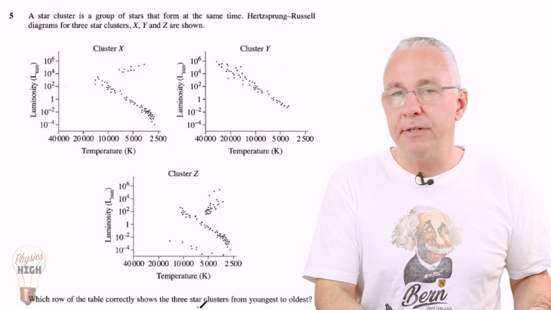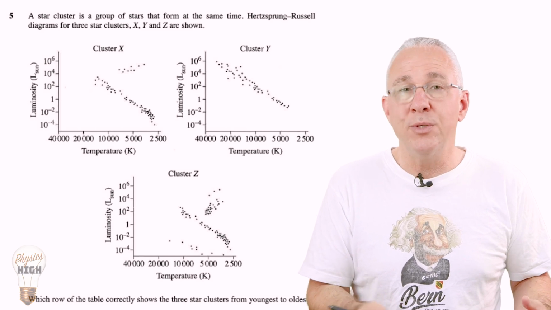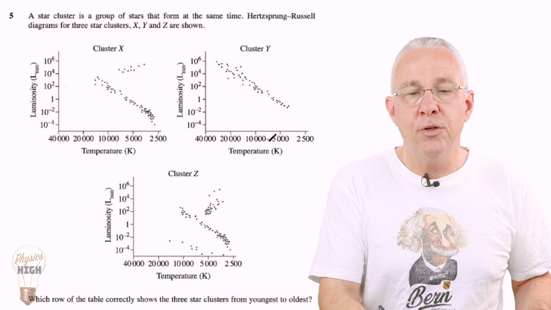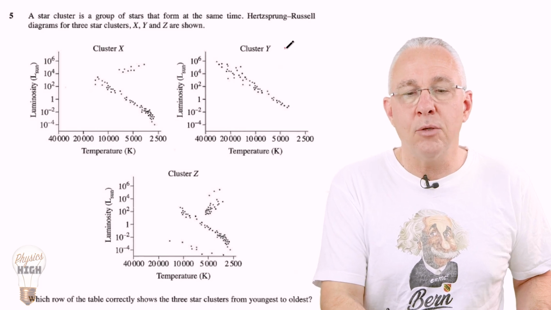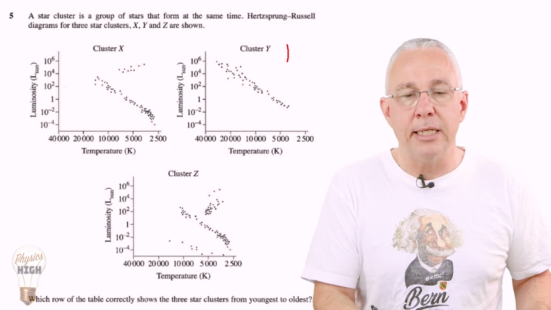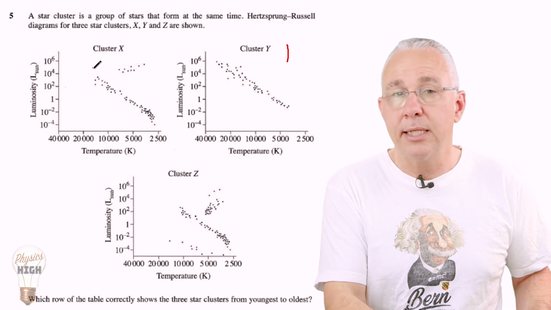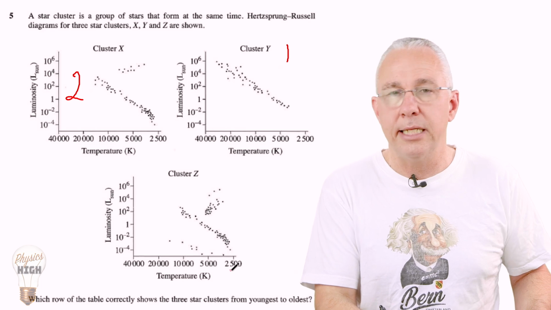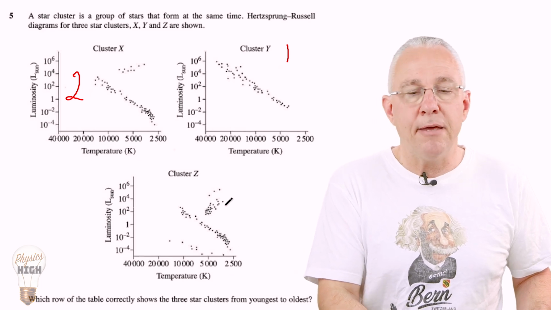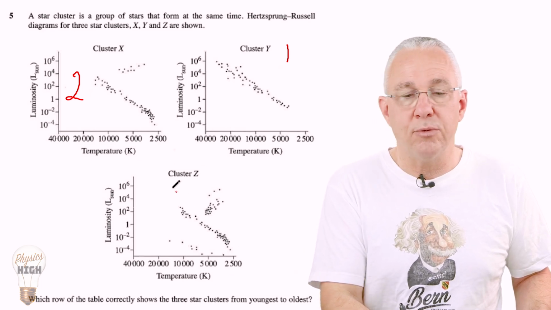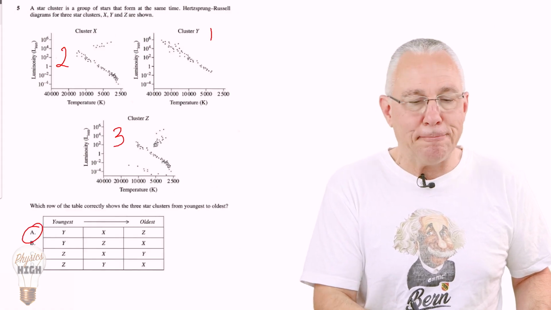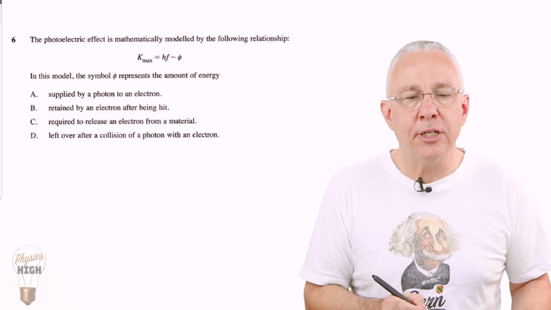But we also have evidence in one of them of white dwarfs, which is the end stage of red giants. And so therefore, using that information, cluster Y must definitely be the youngest. There's no evidence of old stars. Cluster X has evidence of red giants, so it must be second in its age, older. And then cluster Z, of course, has evidence of white dwarfs, and so that's the third one, which means our answer is A. Question 6, about the photoelectric effect.